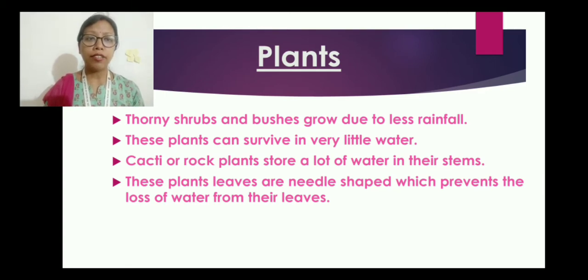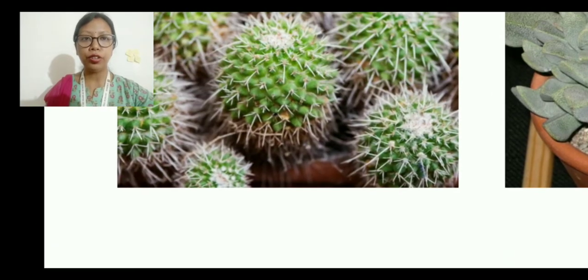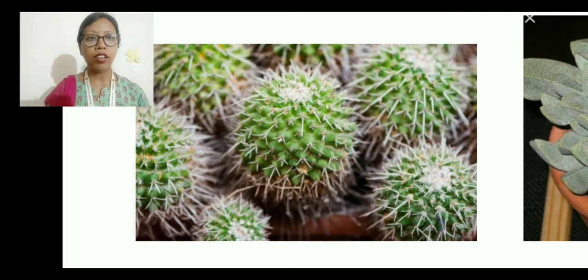These plants can survive on very little water. Cacti or rock plants store a lot of water in their stems. These plants' leaves are needle-shaped, which prevents the loss of water from their leaves. Here you can see, I'm going to zoom in so that it becomes easy for you. Now this is a cactus. Here you can see the leaves of the cactus are thorn type, right? These are the stems, and here they store water which they can utilize later on.